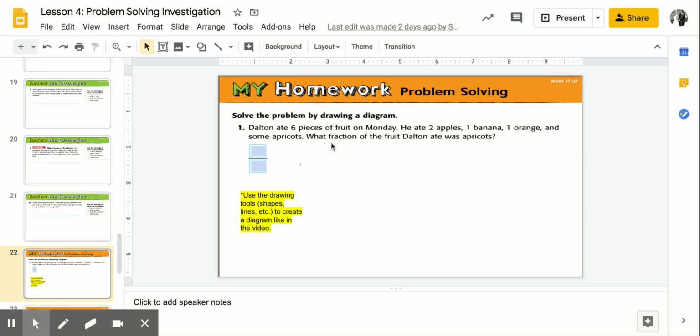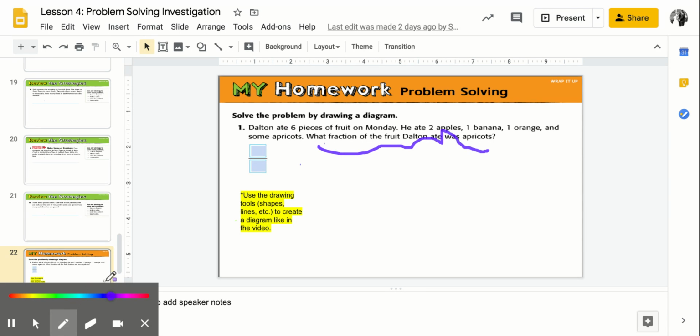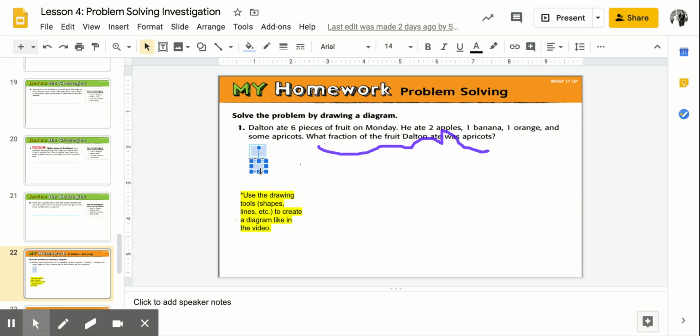So our ultimate goal is to determine what fraction of the fruits was apricots. Next, we've got to figure out the fractions we already know. First of all, we know that our denominator, which is our total number of fruits, is 6, because it tells us at the beginning he ate 6 pieces of fruit.